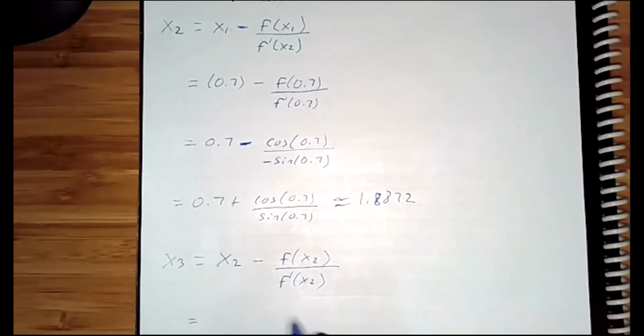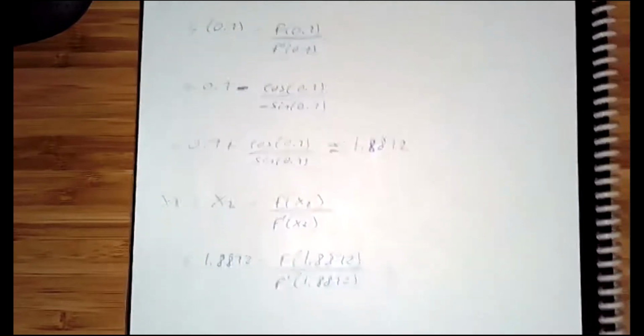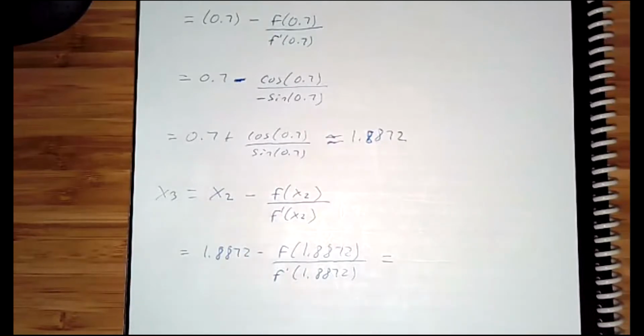So that would be 1.8872 minus f of 1.8872 over the derivative at 1.8872. So doing this again will give you the next term. And if you keep going, it'll get more and more accurate. That's all we're doing. We are estimating the zero of the function. Are there any questions on the idea or calculations?